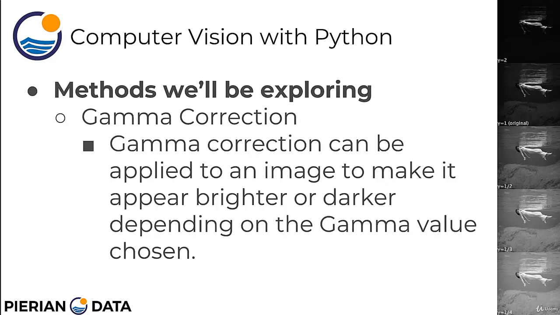So we're going to be exploring quite a few methods. One method we'll be exploring is called gamma correction, and gamma correction is actually not so much a smoothing or blurring, but instead it can be applied to an image to make it appear brighter or darker depending on the gamma value chosen. Over there on the right-hand side I have an image, and right in the middle we have gamma equal to 1, or the original image, second from the top, and then we can apply a gamma correction to make the image appear brighter or darker. If you've ever messed around with any sort of photo app software where you can make an image brighter or darker, that is gamma correction in action. We're going to show you how you can do gamma correction with OpenCV.